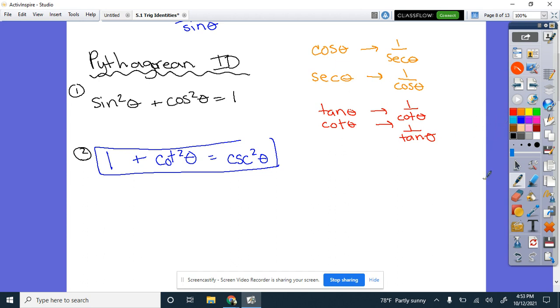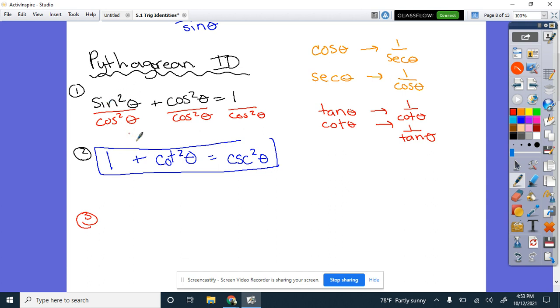And now the third one, I can actually get by, before I divide by sine squared, let me go ahead and divide by cosine squared. Again, the simplest forms are cosine and sine. So I'll just go ahead and do it, see what happens, and I'll show you how to get to the third one. I'm going to put this answer right here.